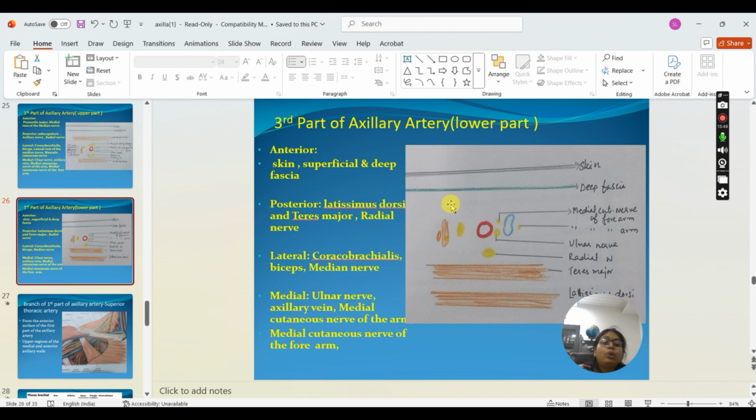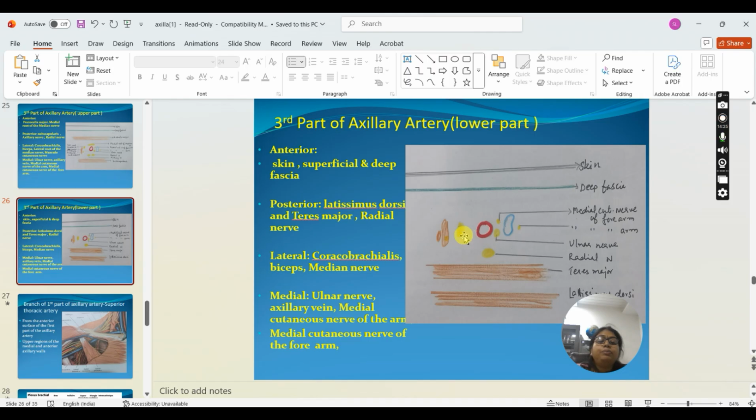The third part, lower portion, is not covered by the pectoralis major. The skin, superficial fascia, deep fascia, no pectoralis major intervenes here. Okay, so here is the artery, and medial to the artery, the axillary vein. Again, the ulnar nerve and the medial cutaneous nerve of the forearm lie between the artery and the vein. Medial to the vein, the medial cutaneous nerve of the arm. Okay.